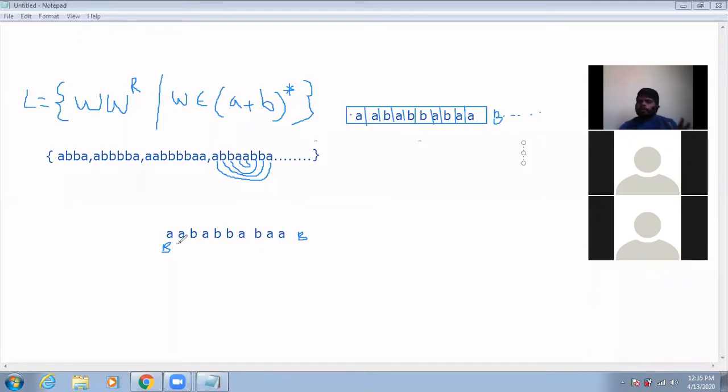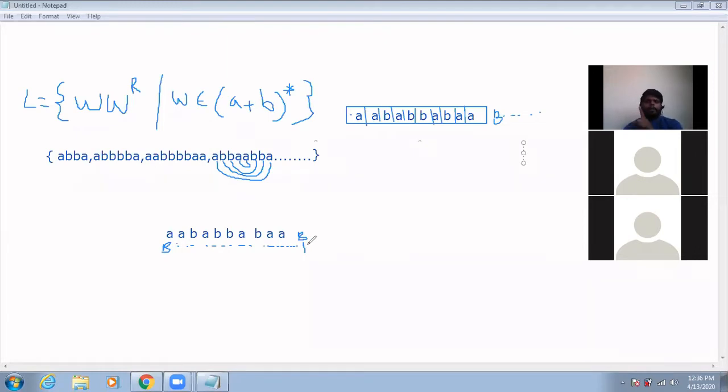So like this, up to the end you have to go. Then only you will know that that is the end of the string. So any number of A's, any number of B's, I will move to the right hand side until I encounter the blank. So this is a symbol. Until I encounter blank, I will come to the end of the string.